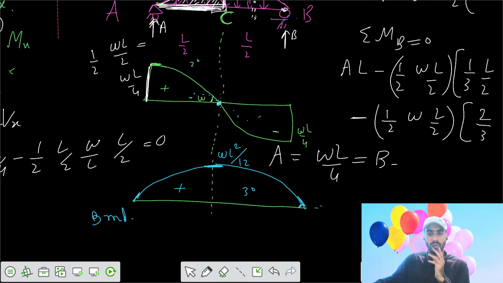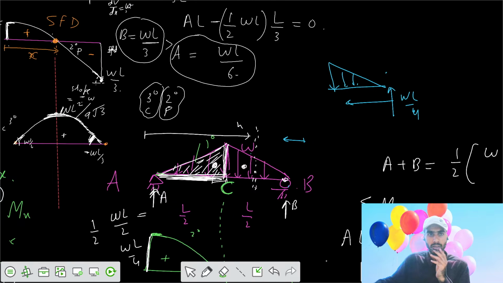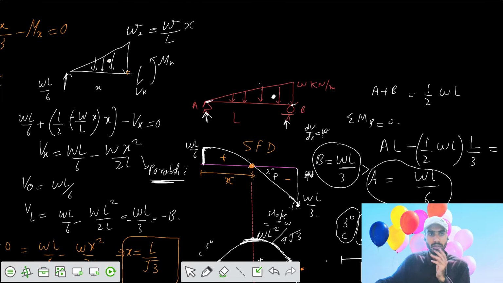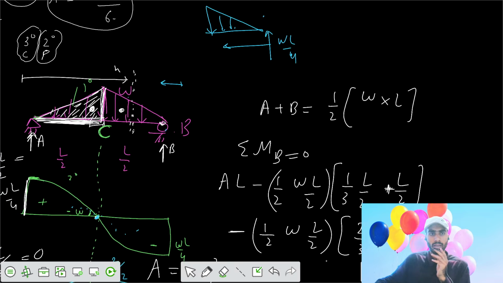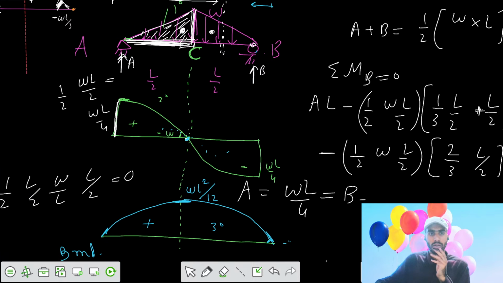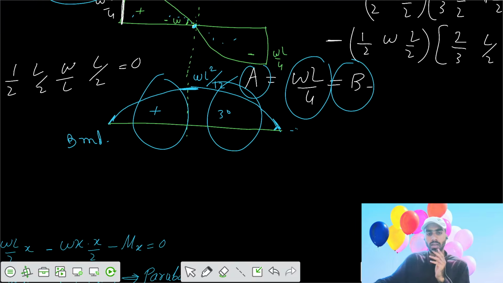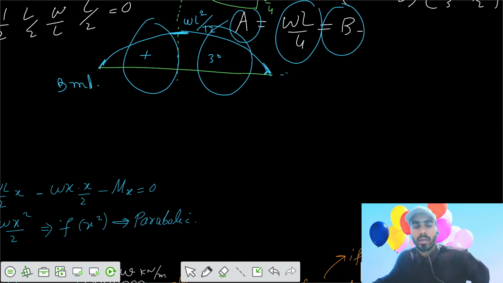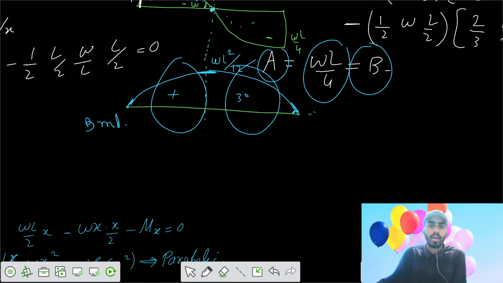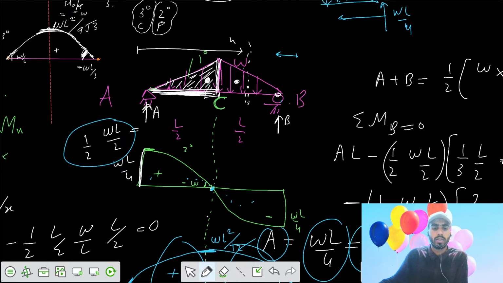Since the beam was symmetric, since the loading was symmetric, your shear force diagram is not symmetric, but your reactions are symmetric. And your bending moment diagram is also symmetric. And if the deflected shape is to be plotted, it will be some sort of this way. It's also symmetric.